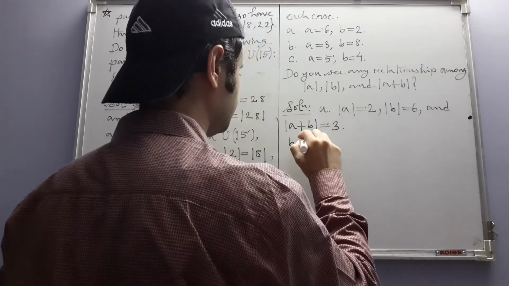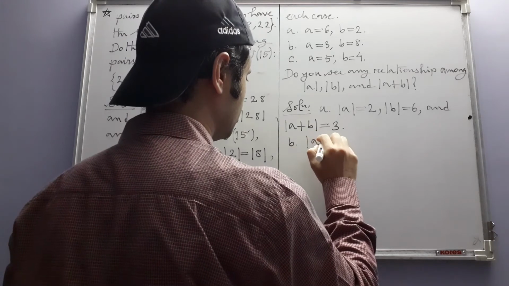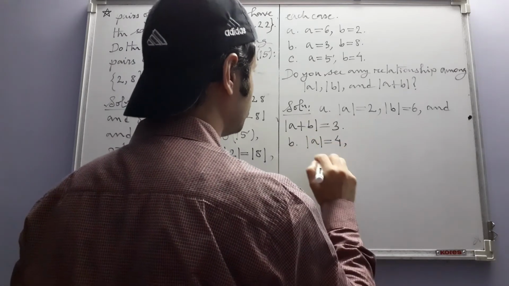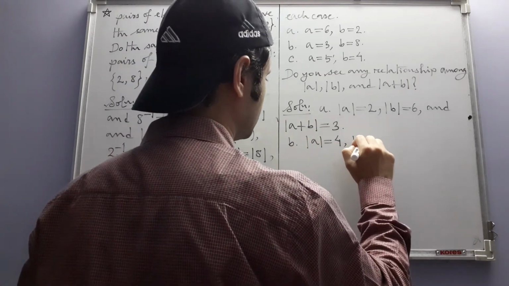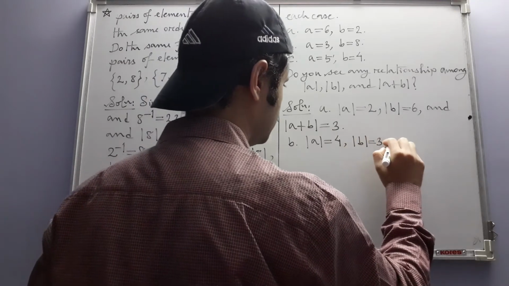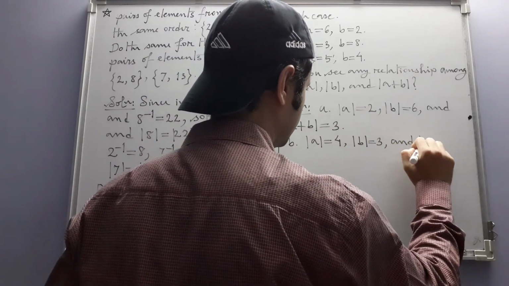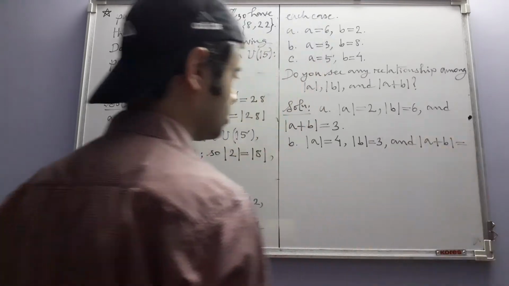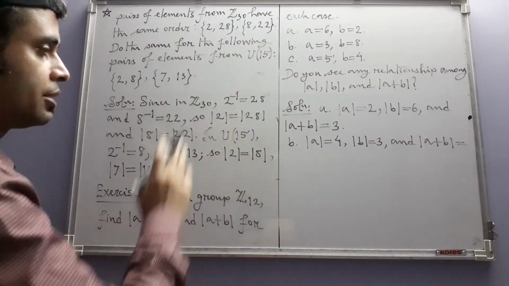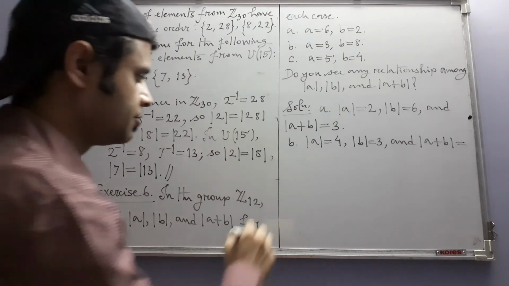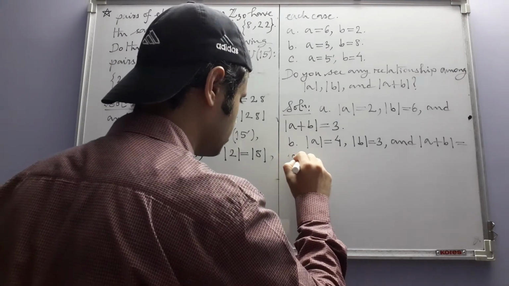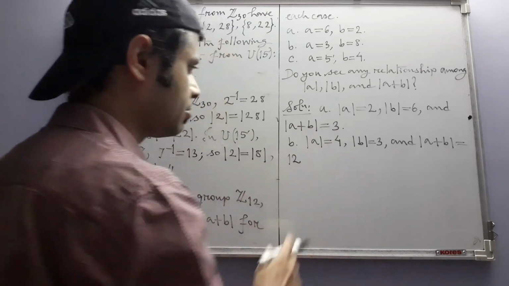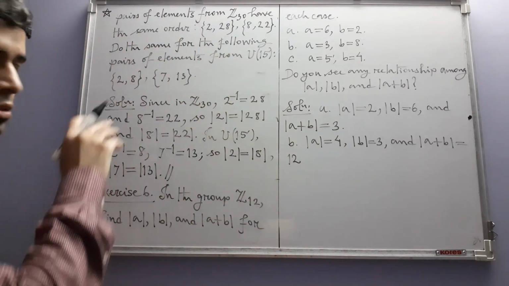In part B, the order of 3 is 4, the order of 8 is 3, and the order of 3 plus 8, which is 11, is 12. We already calculated these orders in the first solution.